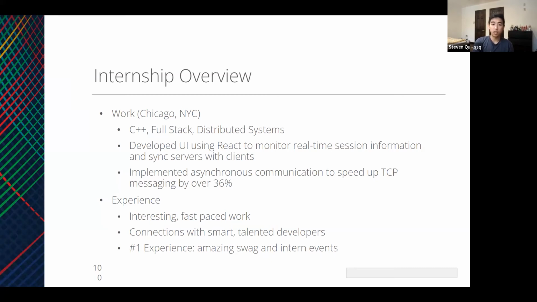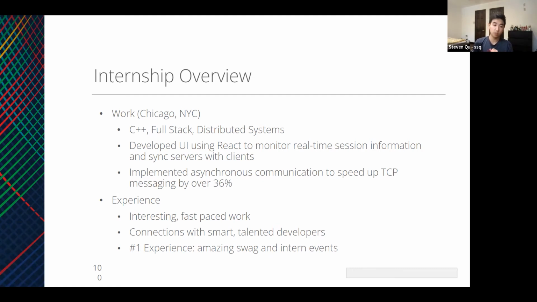So I worked on a full stack project and mainly in distributed systems. A little bit more detailed, I developed a UI that used React to monitor real-time session information on the front end. And on the back end, I used C++ to help synchronize the clients and the servers to provide better fault tolerance to their overall system. Because if their systems go down and you can't communicate with clients, every second, that's revenue being lost. I also implemented asynchronous communication that sped up the TCP messaging by over 36%.